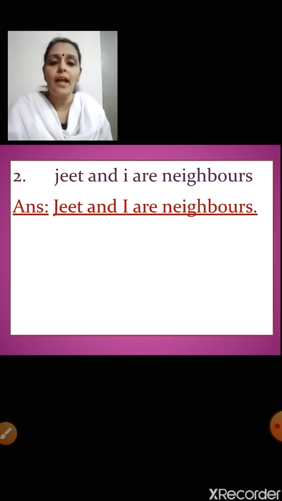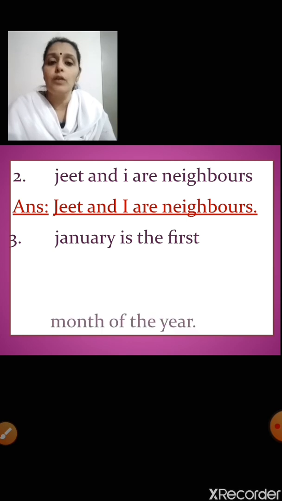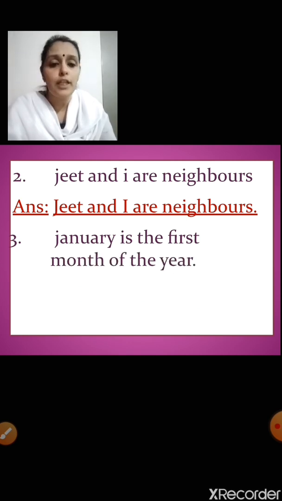So Jeet and I are neighbours. J is capital, I is capital, and at the end of the sentence we have to put a full stop. Yes, let's see one more example. January is the first month of the year.